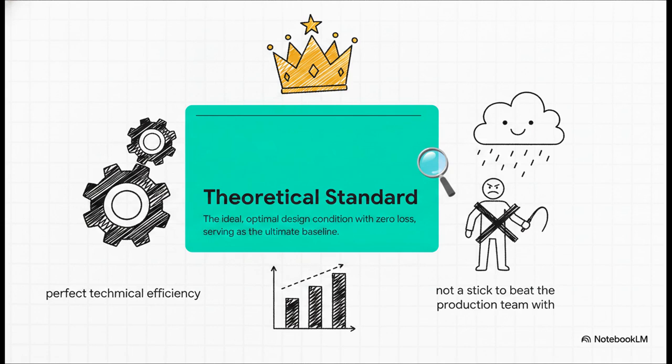Let's unpack that theoretical standard for a second. It is super important, remember, that this isn't your immediate, hey, let's hit this by tomorrow morning target. Not at all. It is the ultimate, mathematically perfect baseline. It assumes 0 unnecessary loss and absolute peak efficiency. It's essentially a ceiling showing us the maximum possible potential, not a weapon to use against the production team when they inevitably fall short of total perfection.